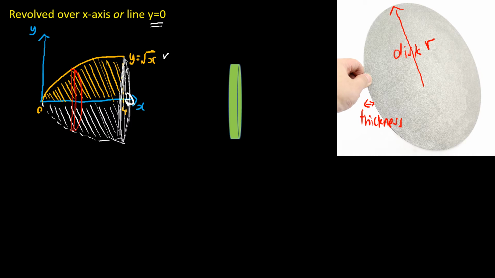Now, how do I find the volume of the disc? The distance from here to here is the radius of the disc, which is equal to r. In order to find the volume of one disc, it is always equal to pi r squared dx, where the thickness is called dx. So pi r squared dx is the volume for one disc.